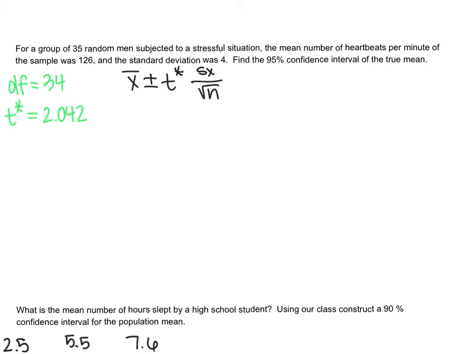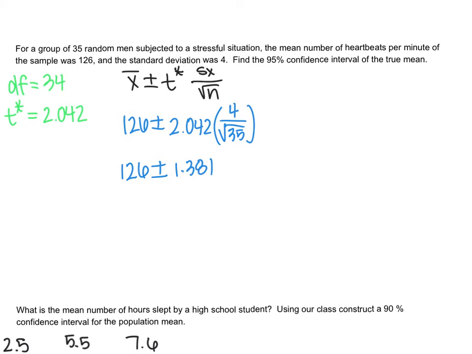Now we're going to plug our values into our formula. So our mean is 126 plus or minus 2.042 times the sample standard deviation of 4 divided by the square root of n, which is 35. So we get 126 plus or minus 1.381. And when we subtract, we get a lower value of 124.619. And when we add it, we get an upper value of 127.381.